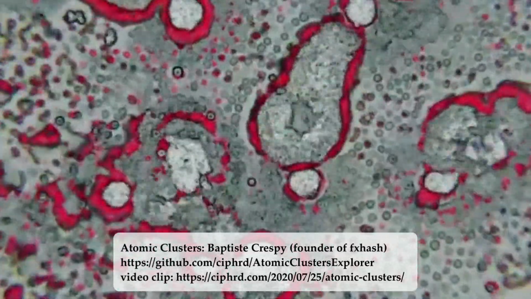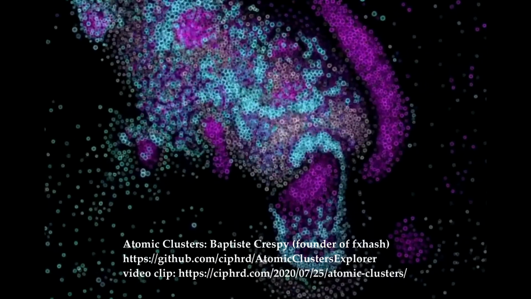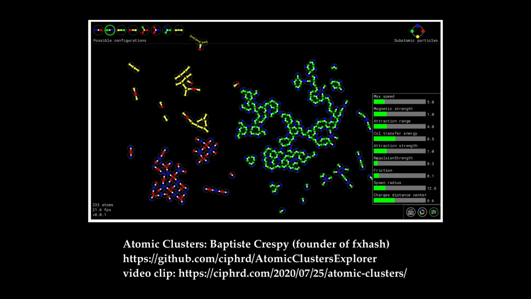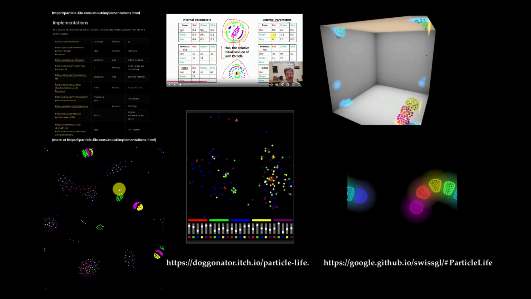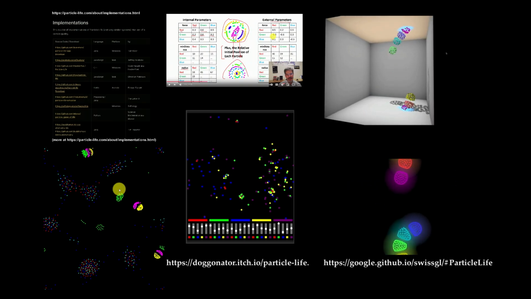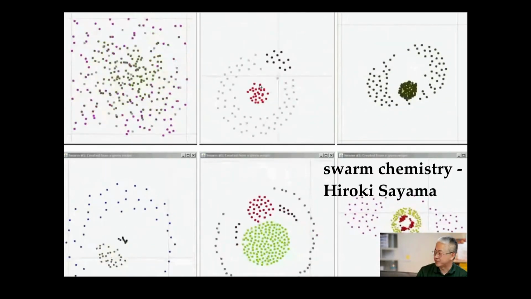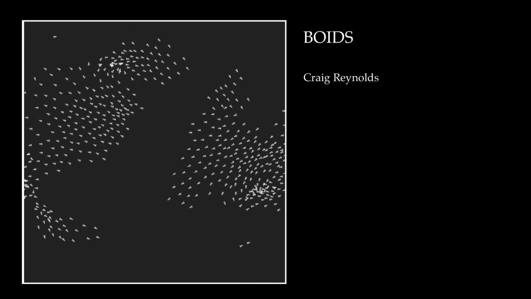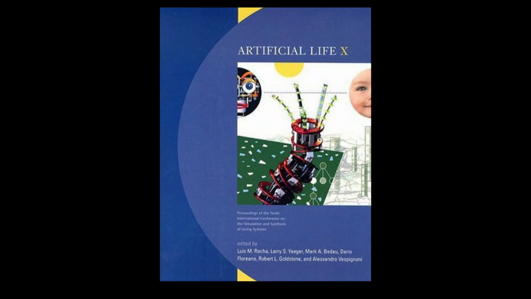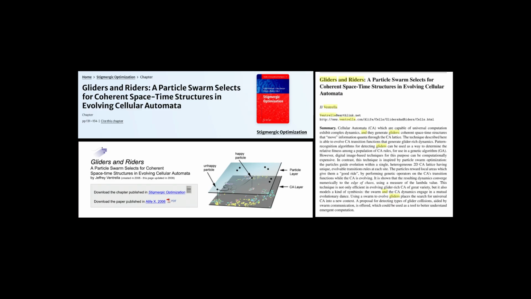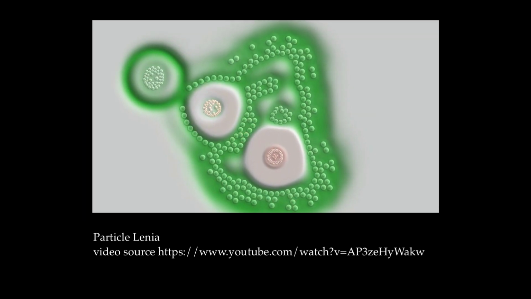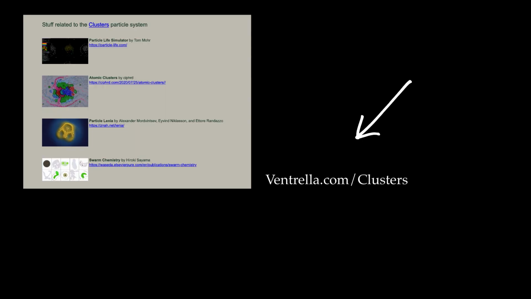The algorithm also inspired Baptiste Crespi to make something called Atomic Clusters, using a more fundamental level design based on imaginary subatomic particles. Several other clever variations have been made since. Hiroki Sayama's Swarm Chemistry is one of the earliest examples of artificial life research using self-propelled particles, similar to Craig Reynolds' Boids. I met Hiroki at the 10th Artificial Life Conference in 2006, where I presented research involving a particle swarm. Here's another thing to check out, Particle Linea. These links will be made available on the Clusters website.